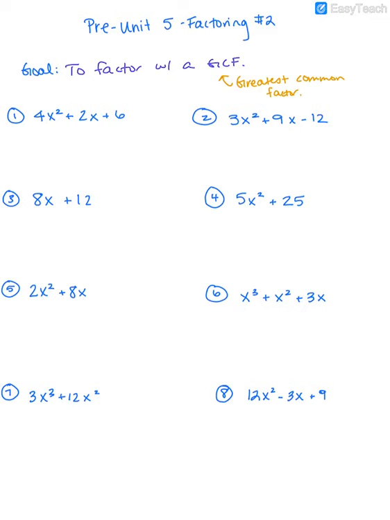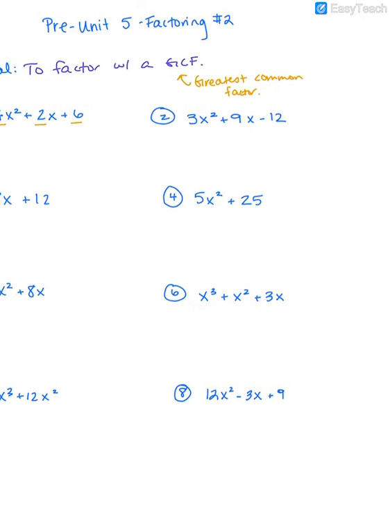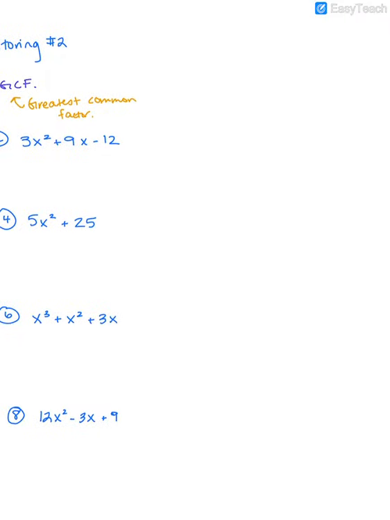Okay, so what we need to do first is we have to look at all three terms. What are the factors of 4? What are the factors of 2? And what are the factors of 6? So let's actually go off to the side real quick and talk about how to come up with factors. If I'm talking about the number 12, we have 1 times 12 gets us 12, 2 times 6 gets us 12, 3 times 4 gets us 12. So 1, 2, 3, 4, 6, and 12 are all factors of 12.